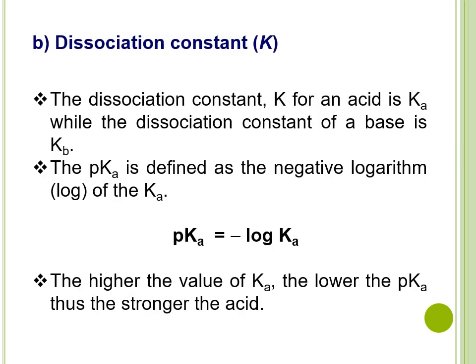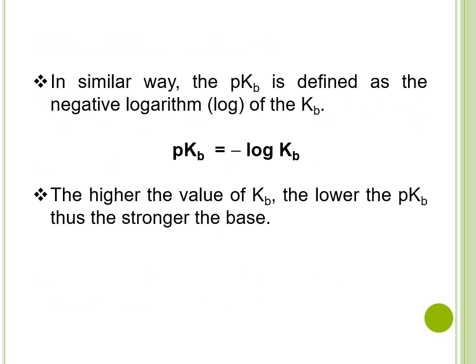The dissociation constant K for acid is Ka, and for base is Kb. The pKa or pKb is defined as the negative logarithm of the Ka or Kb. The higher the value of Ka, the lower the pKa, thus the stronger the acid. And the higher the value of Kb, the lower the pKb, thus the stronger the base.